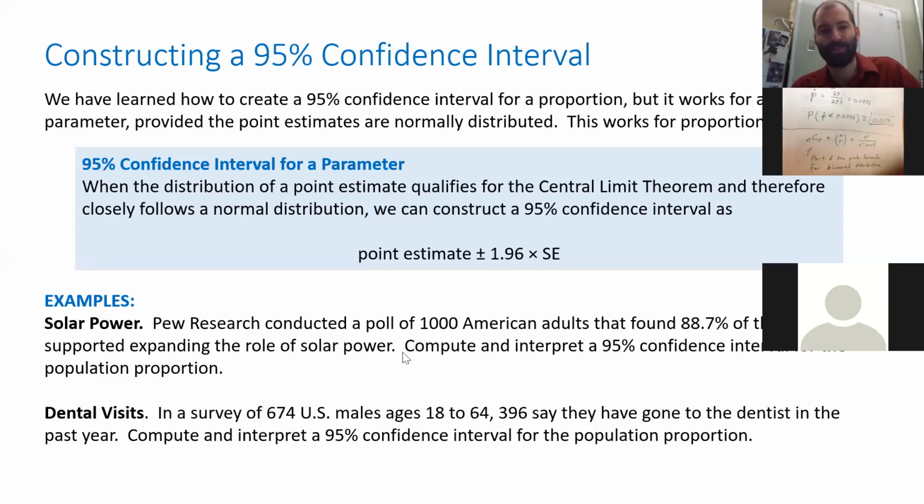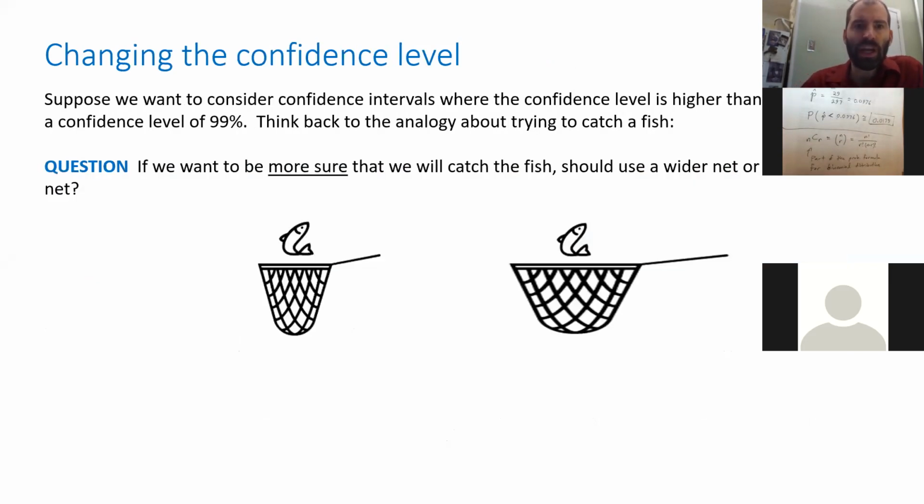All right. So we did these examples. Changing the confidence level. Okay, suppose we want to consider confidence intervals where the confidence level is higher than 95%, such as a confidence level of 99%.